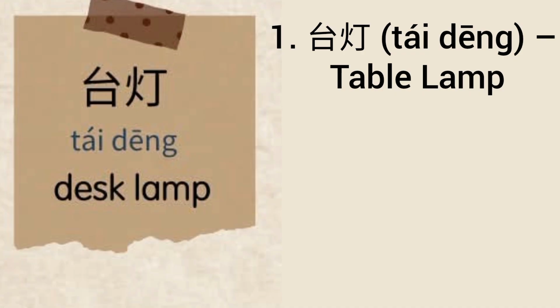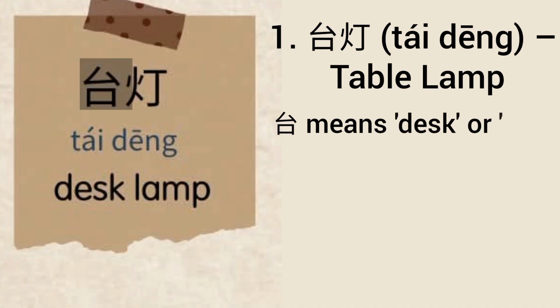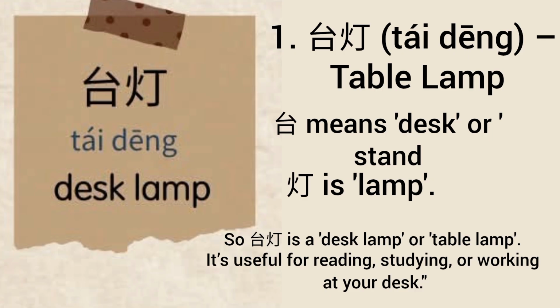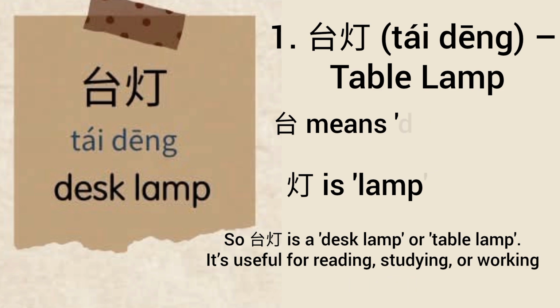First character is 台. It stands for desk, or stand. Second character is 灯. It stands for lamp, which is our main character. So together it makes 台灯. So it is a desk lamp, or table lamp. It's useful for reading, studying, or working at your desk. Hope you learn it. Let's watch examples to learn it even more.